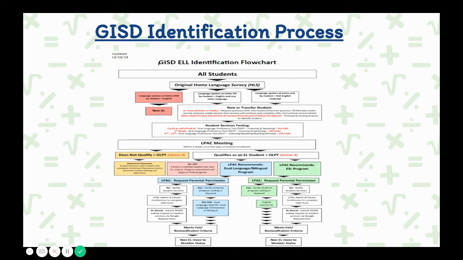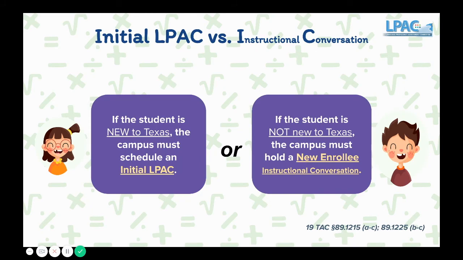In GISD, the identification process is built into two different sections. After the students are assessed, either we move forward with the ELLPAC meeting or we notice that students are a new or transfer student, not new to Texas. Let's talk deeper about these two different processes. Initial ELLPAC versus instructional conversation.